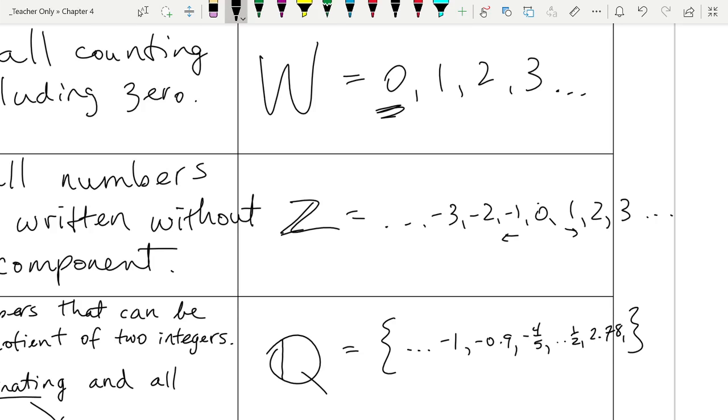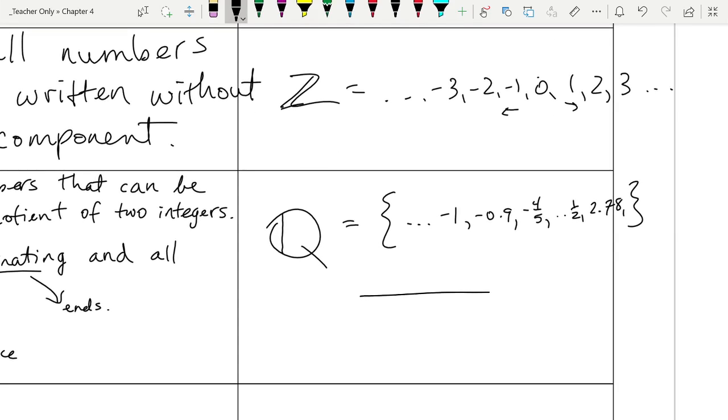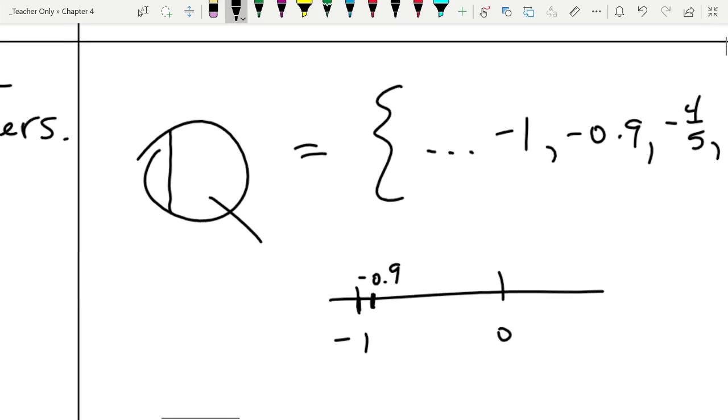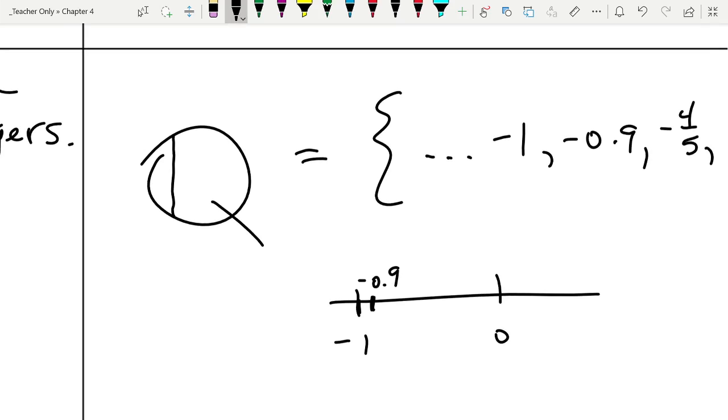Is -0.9 for sure the next rational number to the right of -1? Think about a number line. On a number line, here's 0, here's -1. Are you sure there's no rational numbers between -0.9 and -1? Zoom in. There's infinite numbers between there. What about -0.91? What about -0.9001? What about -0.90000001? So the number of rational numbers between any 2 points on my number line is infinite.